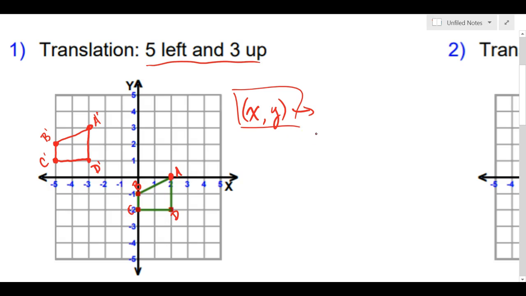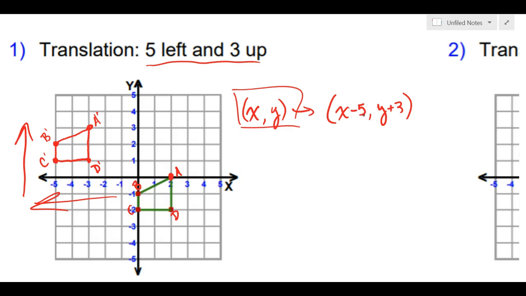And for each x and y, what we are going to do is translate. Well, let's look at this. We went 5 left, which on the x-axis means we are moving toward the negatives. So x minus 5. And for y, we moved up, which is positive on the y. So we say y plus 3. Now when I read this, I see that I need to subtract 5 from all of my x's, and I need to add 3 to all of my y's. So if we were to look at this in terms of a table, we have A. The original coordinate of A was 2, 0.